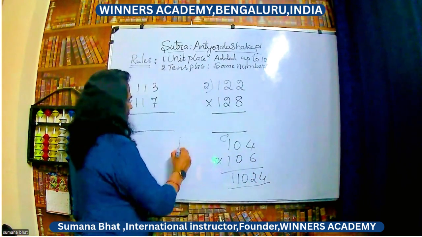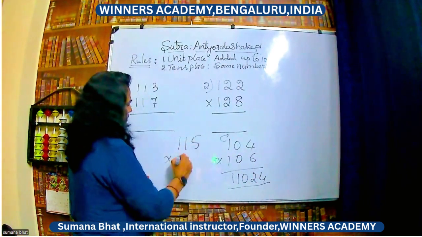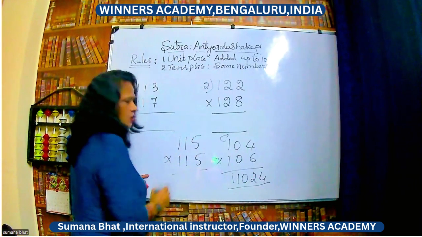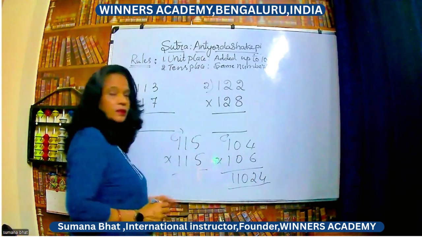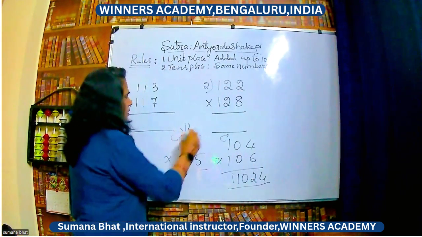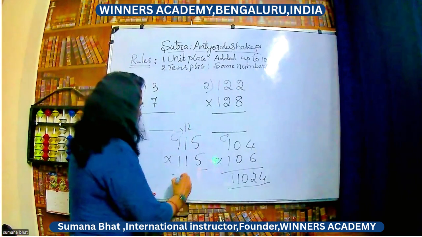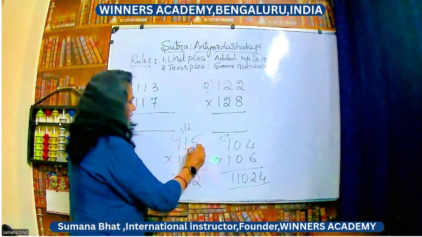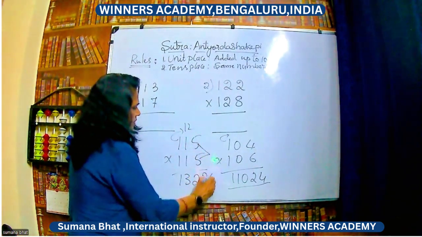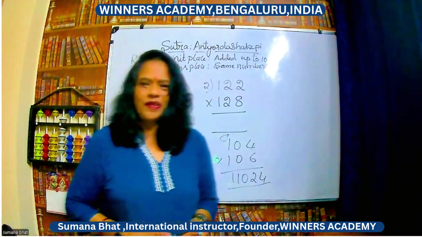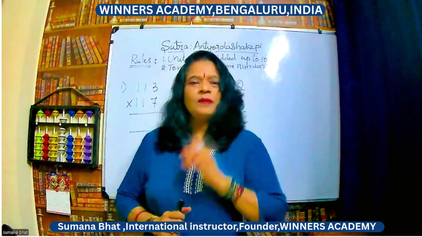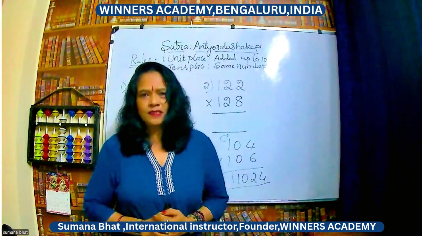For example, let us take 115 multiplied by 115. So, how to write the answer for this? Multiply 11 by the next number, that is 12. 12 into 11 is 132. Multiply 5 and 5. 5 5s are 25. So, the answer is 13,225. How am I doing this in fraction of seconds?